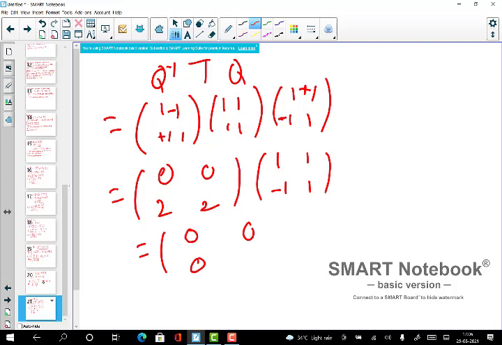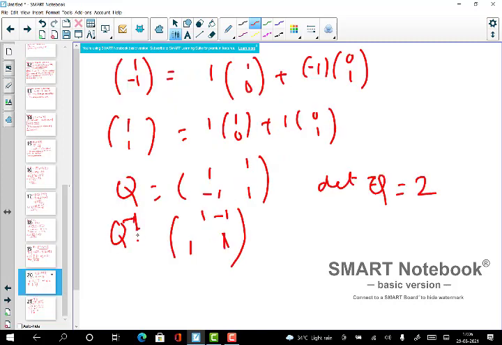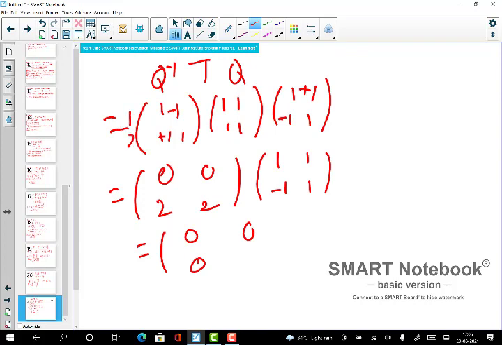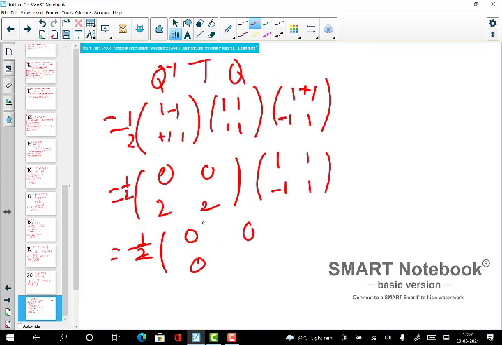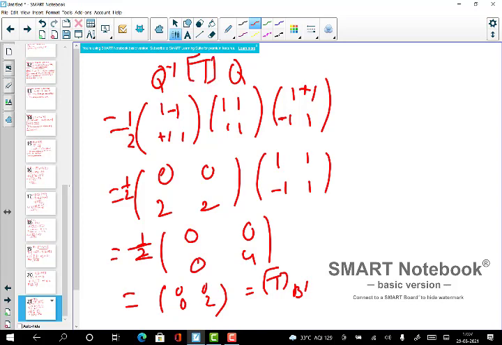Oh, no, sorry. This is 1 by 2 times this. It is 1 by 2 times the matrix, yes, that's why this is a problem. There should be a 1 by 2 here, because 1 by 2 comes from the determinant of Q, so you have to divide by the determinant, right? Now this is 2 plus 2, which is 4. Now you multiply by 1 by 2, then you will have [0 0; 0 2]. Now see, this is exactly the matrix representation with respect to that new basis B dash, and this is T_B dash.